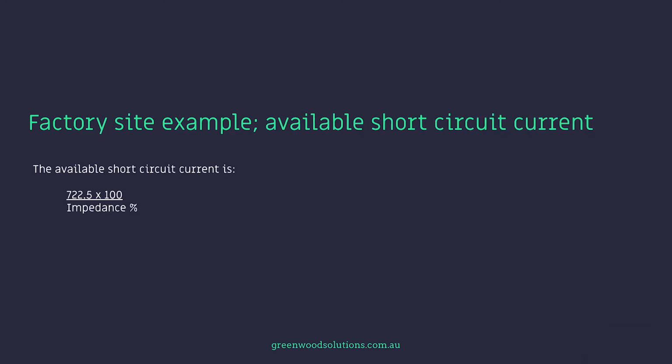The available short circuit current is 722.5 times 100 divided by the impedance percentage. So 722.5 times 100 divided by 5 equals 14,450 amps. And this is the available short circuit current.